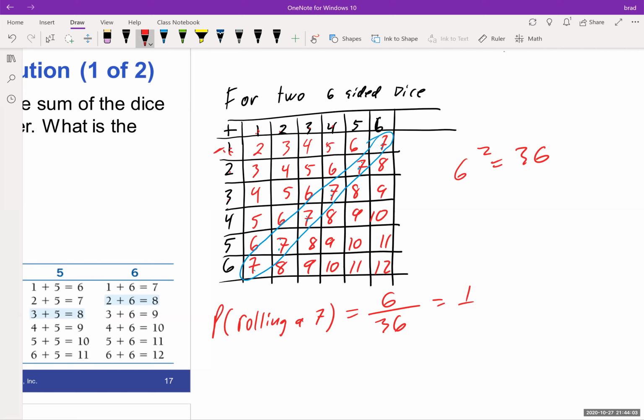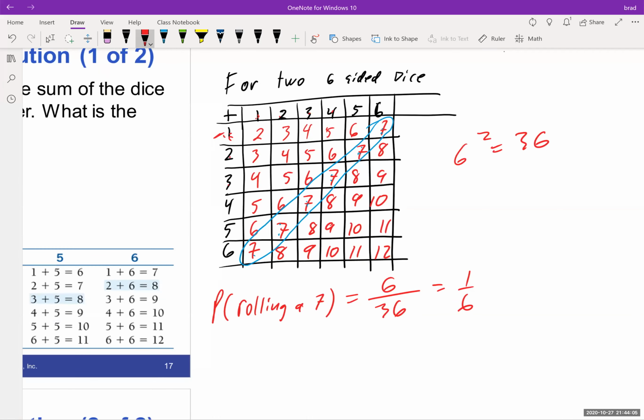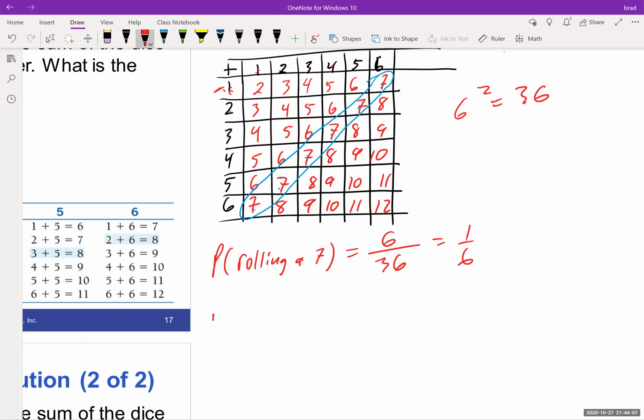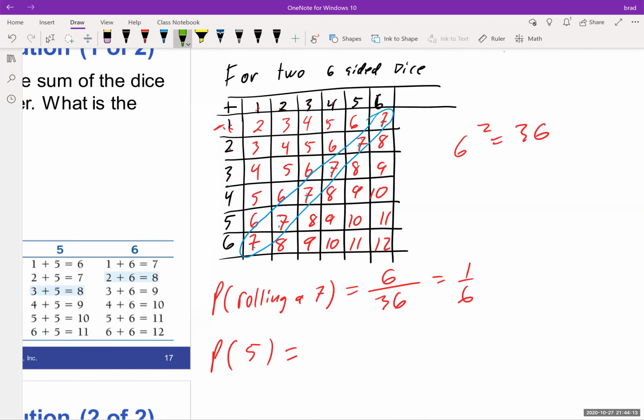So this is 1/6. Now you hopefully see that this could go really well, because now I could say probability of rolling a 5. So let's find the number 5 and circle it. How many 5s are there? There's 4. So I'm going to say 4 out of 36, which is 1/9.